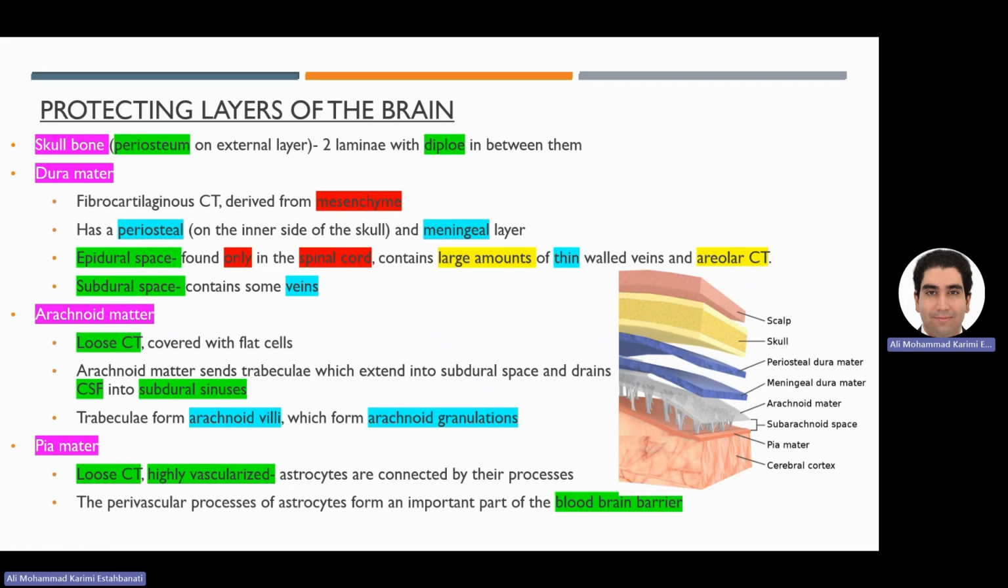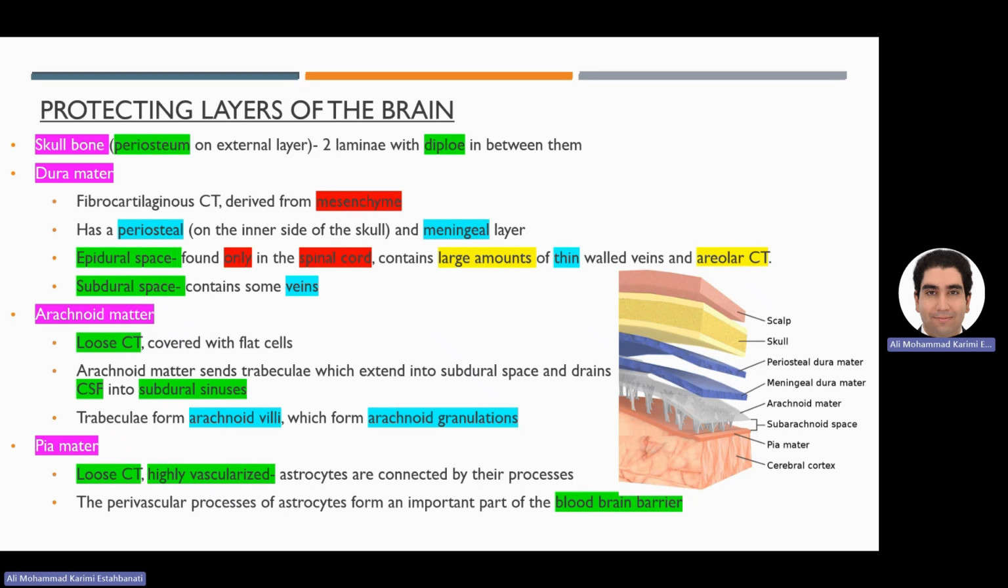Now, in the epidural space, there will be mostly spinal cord and a lot of thin-walled veins plus areolar connective tissue. While in the subdural space, there will only be some veins in that area. Then, the sinuses are also in that area, okay? It's very important to know.